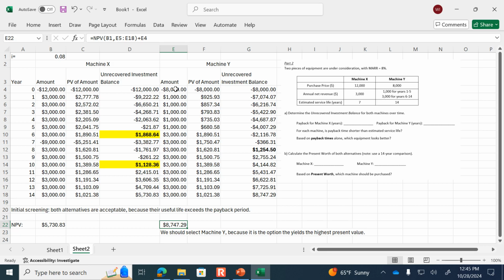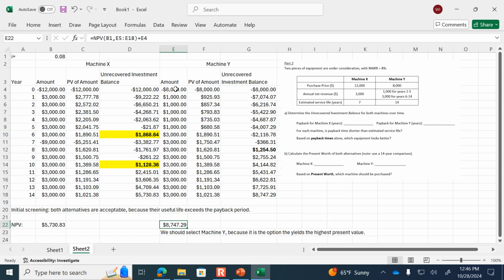Even though, if we're just looking at a single cycle of each, machine X is paid off in 6 years, but then we would have to buy another one. And so that's part of the reason why it's not as good, is that you're having to buy it twice compared to machine Y, which we only have to buy one time.